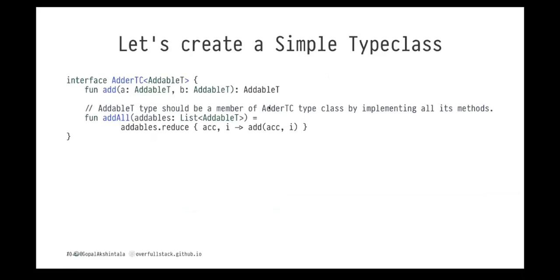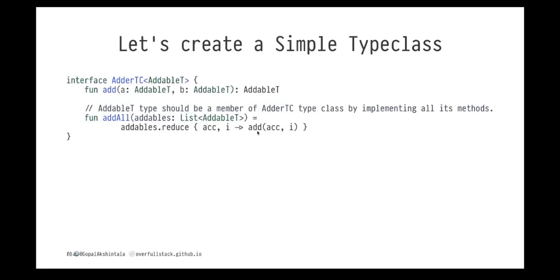So let's create a simple type class with our own hands so we'll feel more empowered. So let's say there is an adder type class. What exactly this does is, hey, I know how to add a lot of things, but you have to tell me how to add two things in your data type. If you tell me that, I'll add the entire collection of your data types. So you can see here, add is an interface method, and there is an addAll, which is a generic method, which knows how to add things. But then this addAll is dependent on add, if you can see. So it is using add.